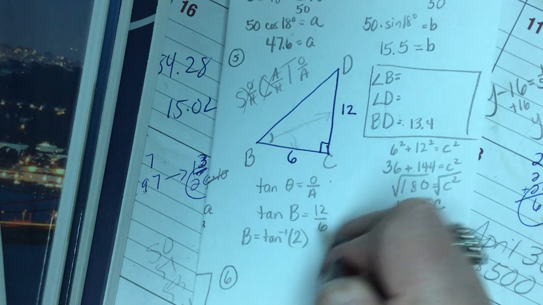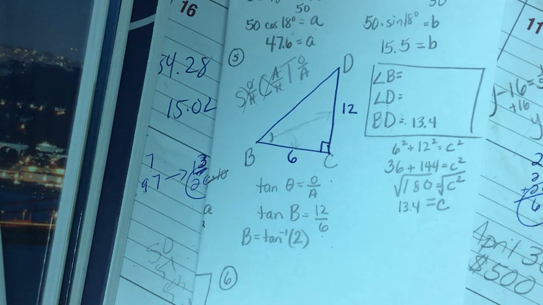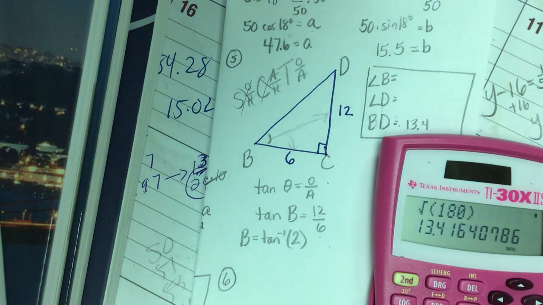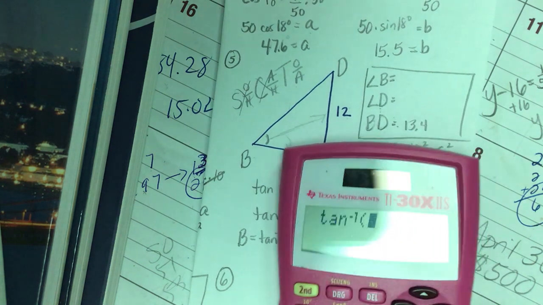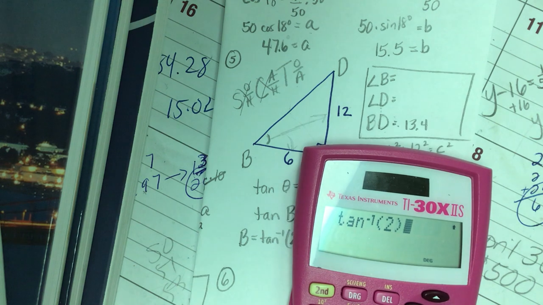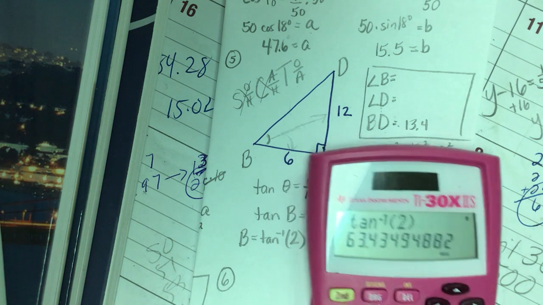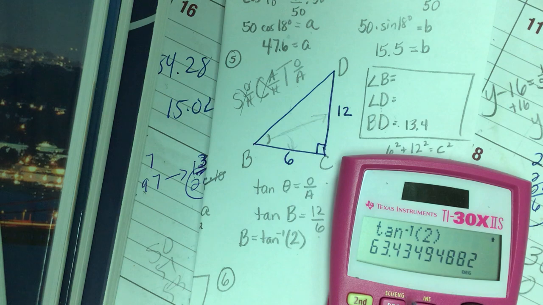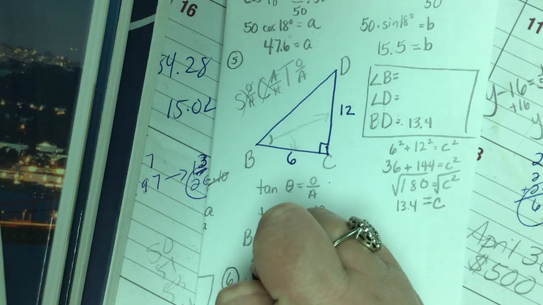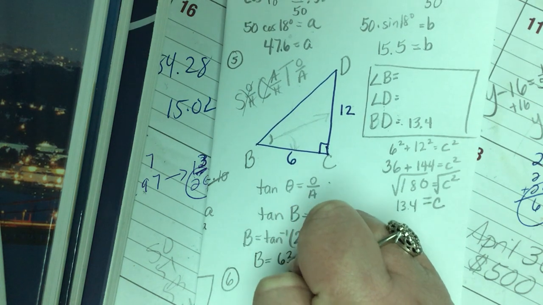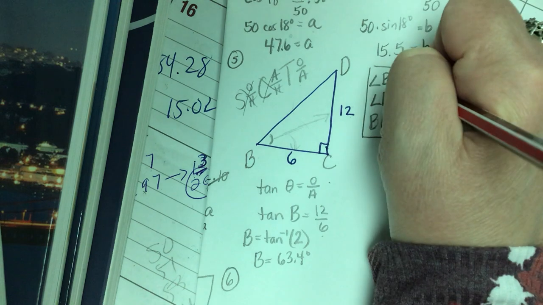I don't know the angle, so I'm going to use the inverse. I'm going to put 2 just because 12 divided by 6 is 2. You could type in 12 divided by 6 and it'll give you the same answer. So inverse tangent. Mine is yellow, so I press my yellow button first, then tangent. Inverse tangent of 2, or 12 divided by 6. We're rounding to the nearest tenth, so 63.4 degrees. Angle B is 63.4 degrees.